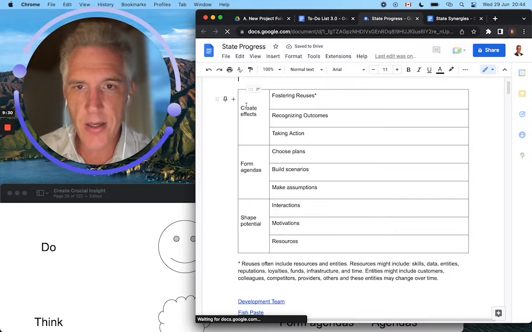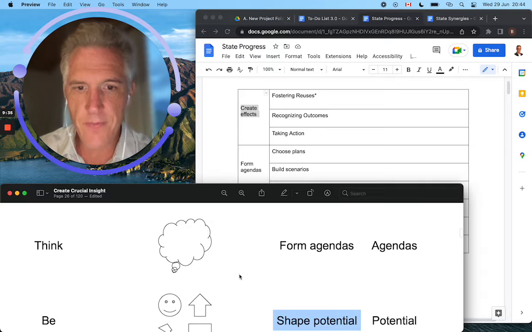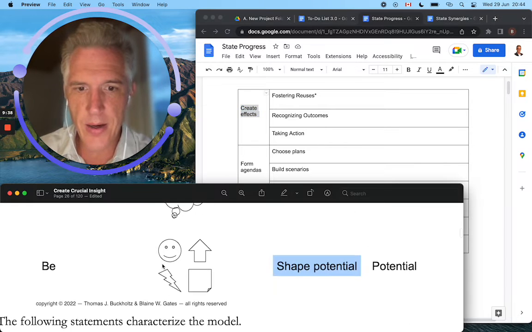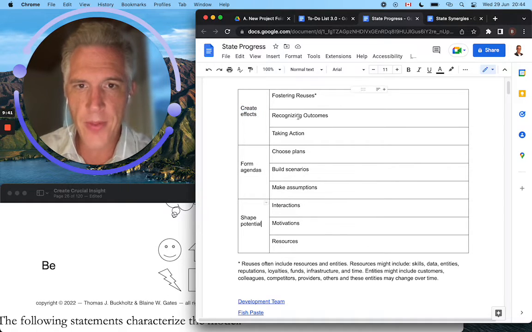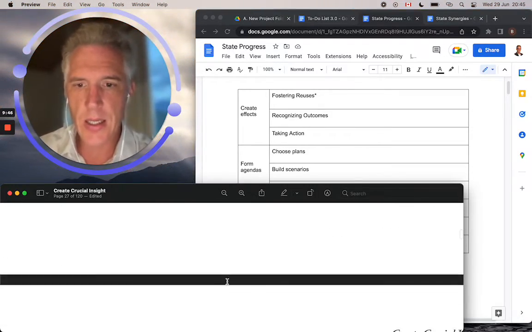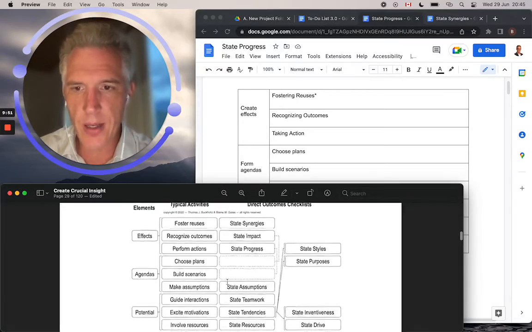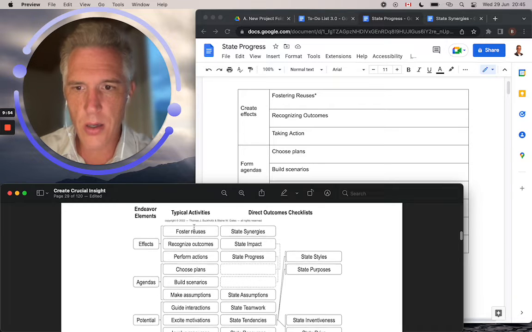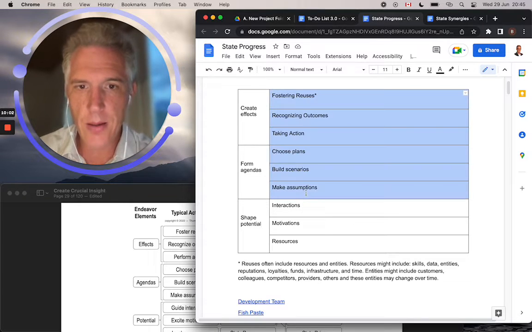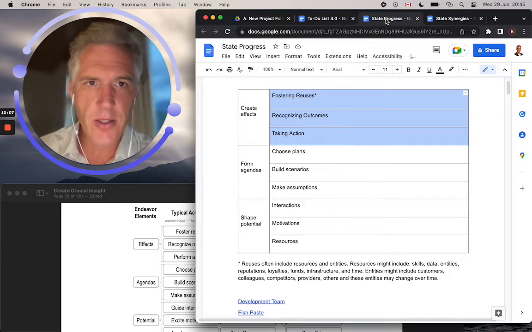Now, as you can see, here's the create effect. It's right here. Here's the form agendas in the middle, and then here is shape potential at the bottom. And that gets broken out, that gets expanded into these 9 different steps. All right, so really the endeavor elements are 3, and then the typical activities, how do you express those endeavor elements? There are 9.